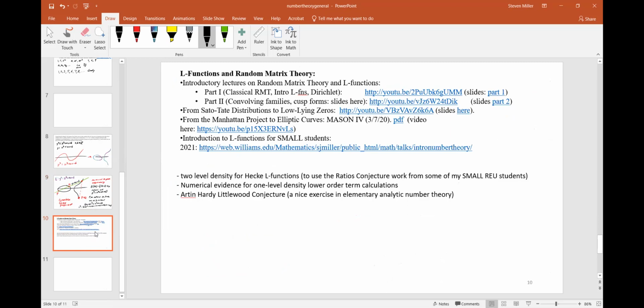And then the last thing, which I don't want to go into too much detail here, is just some general problems on L functions and random matrix theory. These are going to be a bit more involved in terms of what the background is. For these projects, it would be very helpful to have seen some complex analysis or some advanced number theory. But if people are interested, I'm happy to chat a little bit more about what might be possible here.